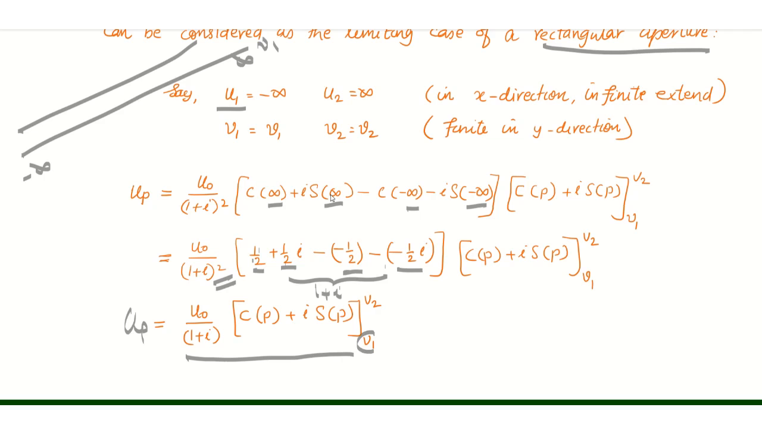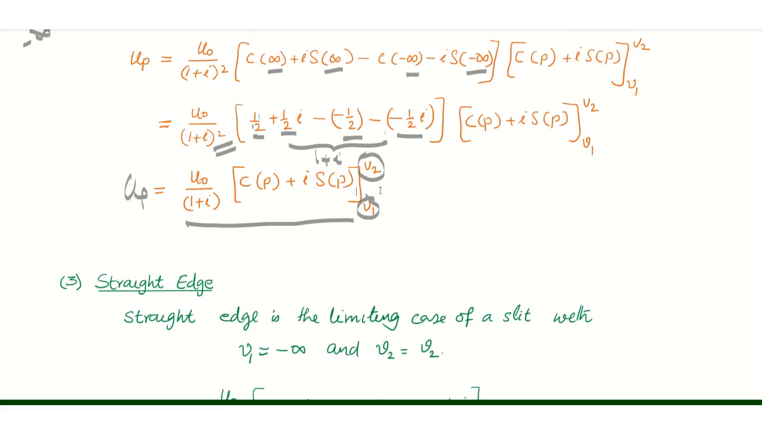Let's see, now the limit is V1 to V2. When you say this limit, you may not be using such limits outside a bracket like this. But remember, this is an integral. It is the limit of that integral that we put here.